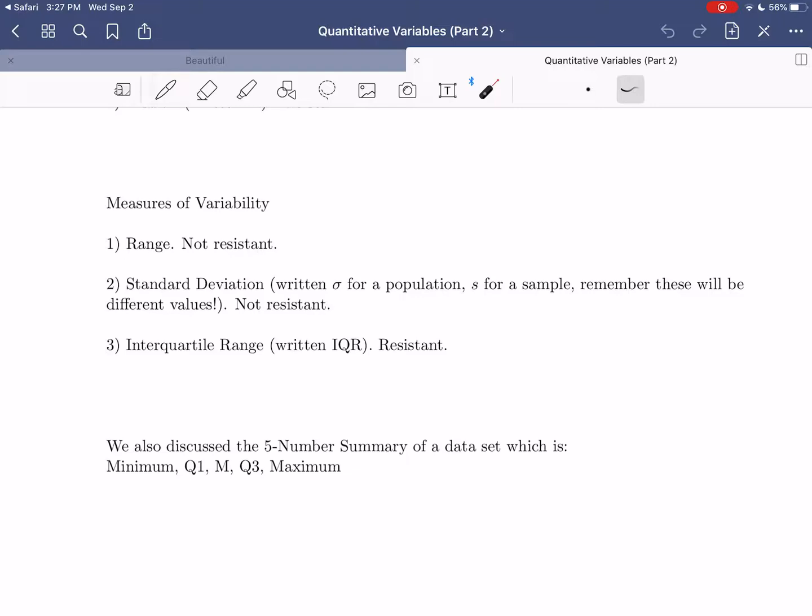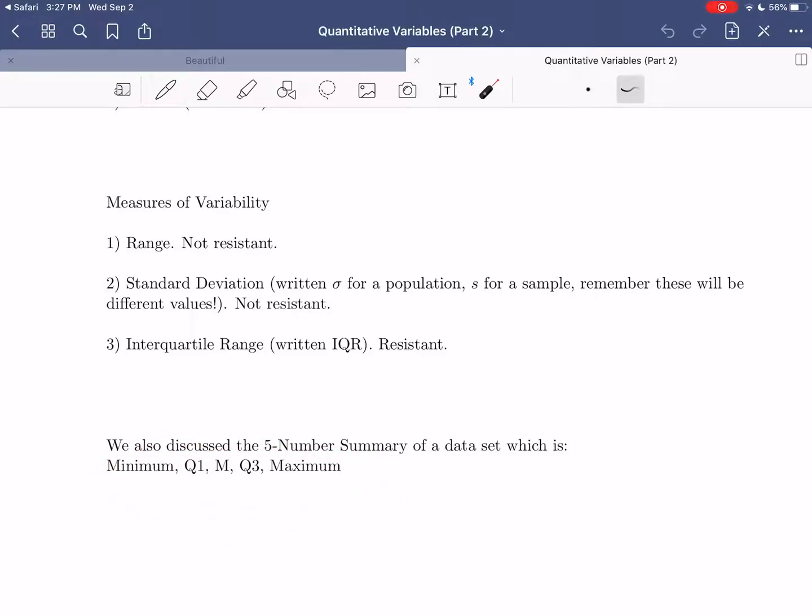Similar to this interquartile range, we also discussed something called the 5-number summary of a dataset. Remember, the 5-number summary is just a quick way of summarizing a dataset. It has the minimum, the first quartile, the median or second quartile, the third quartile, and the maximum. Those 5 numbers make up what we call the 5-number summary.